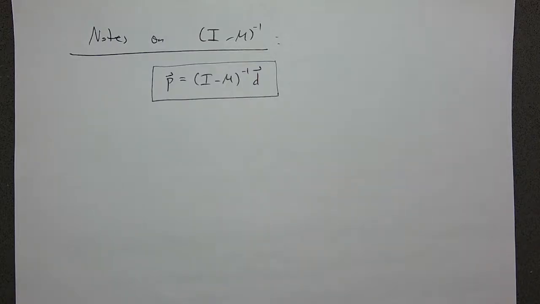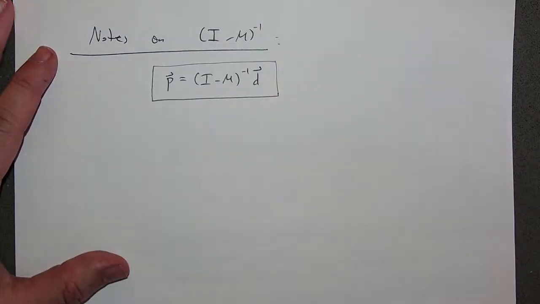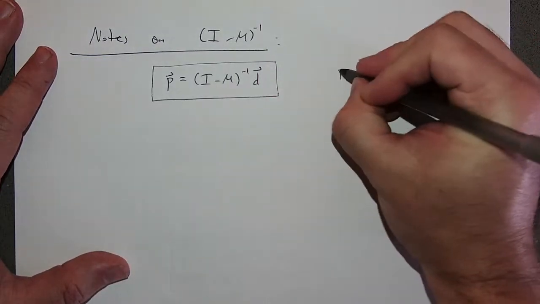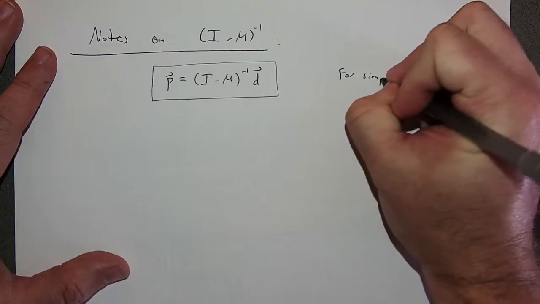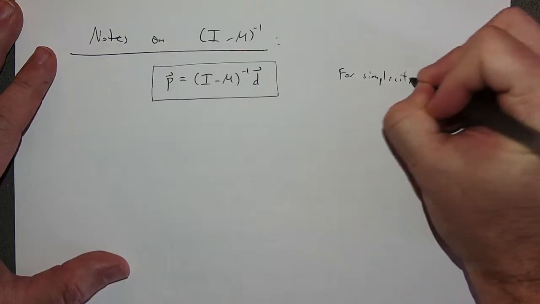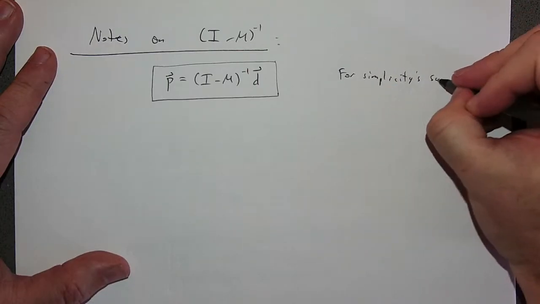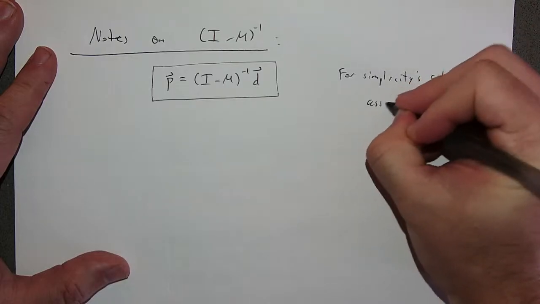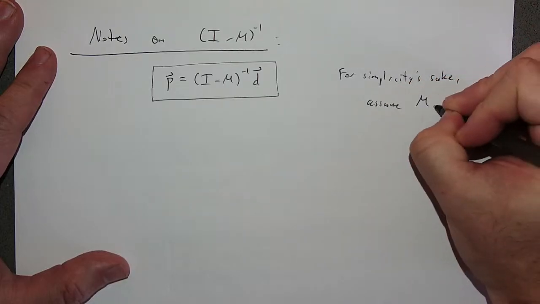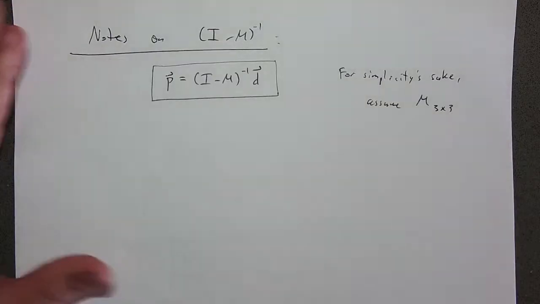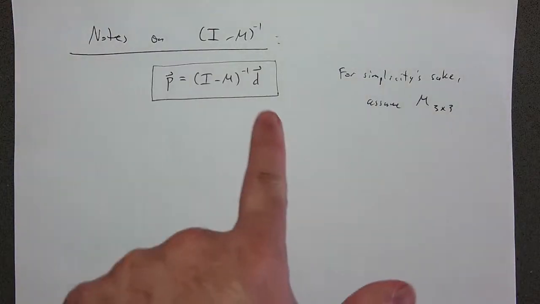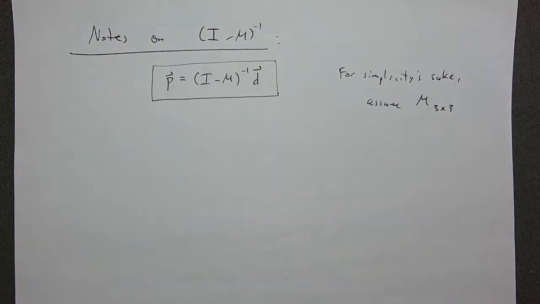So how am I going to make this work? First, for simplicity's sake, with writing all this stuff down, and then we'll move to the general case later. Assume that M is a 3 by 3 matrix, which means D has 3 entries. I is the 3 by 3 identity matrix, just so that it makes this easier to write out. Okay, so we know that production must be set at this.